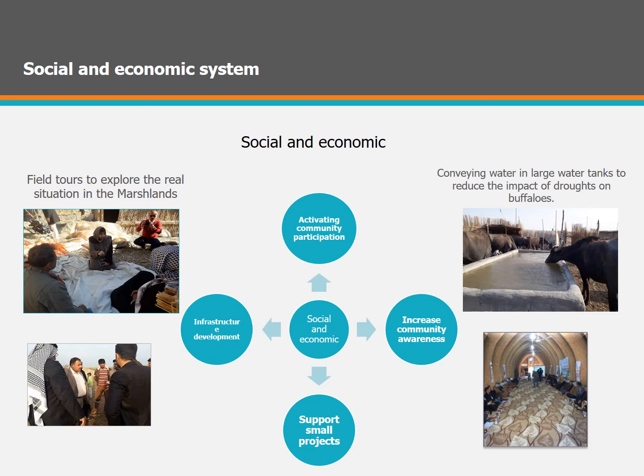Different actions are required to operationalize this support: community participation and awareness, developing infrastructure, and supporting small projects. Field tours have been organised to highlight the needs, and during recent droughts, water was brought to mitigate their impact.